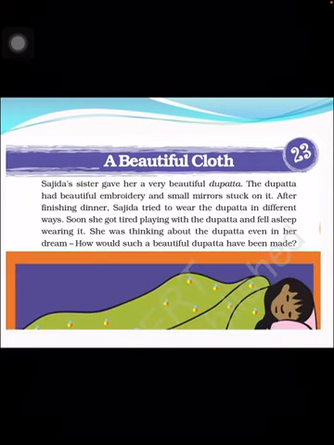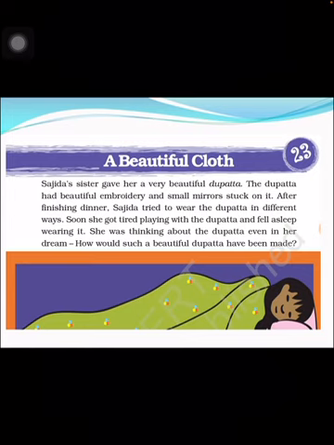Sajida's sister gave her a very beautiful dupatta. Dupatta is a kind of cloth which is generally worn by girls. The dupatta had beautiful embroidery and small mirrors stuck on it. After finishing dinner, Sajida tried to wear the dupatta in different ways. Soon she got tired playing with the dupatta and fell asleep wearing it. She was thinking about the dupatta even in her dream. Now the question arises here: how would such a beautiful dupatta have been made?